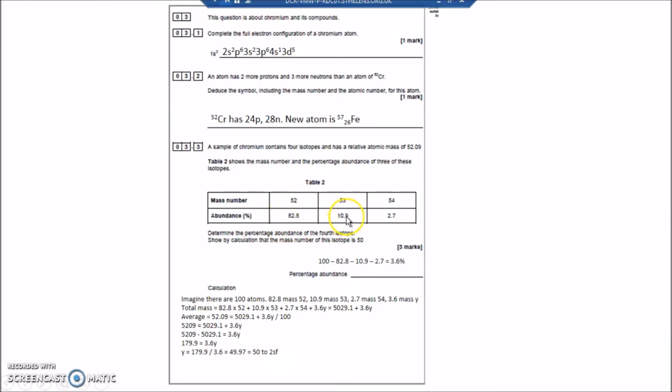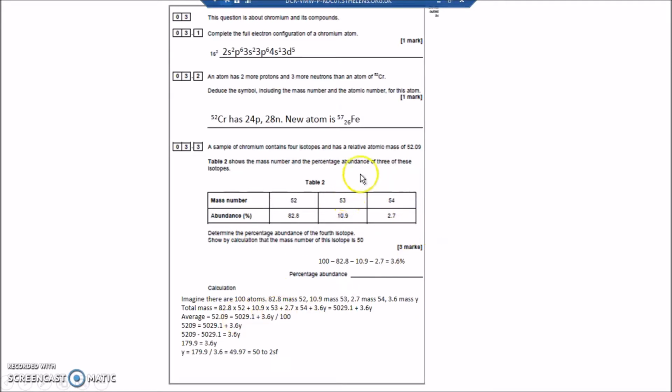Multiply 10.9 particles by a mass of 53 to work out the mass of these particles. 2.7 multiplied by a mass number of 54 works out the mass of these particles. And I've got 3.6 particles of unknown mass Y. So when I put it all together, my total mass is 5029.1 + 3.6y, where y is the mass of this unknown particle.